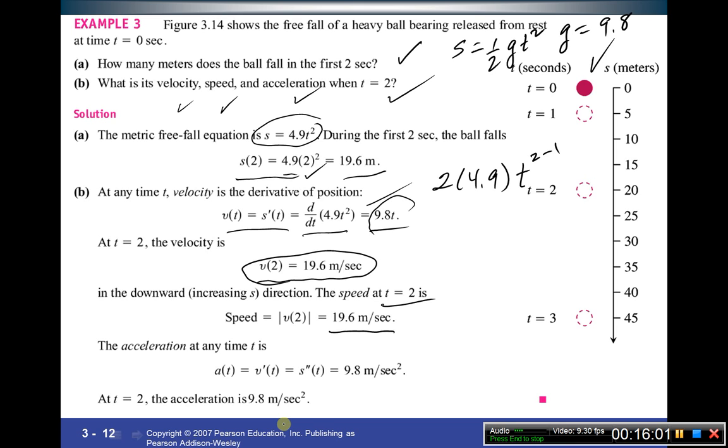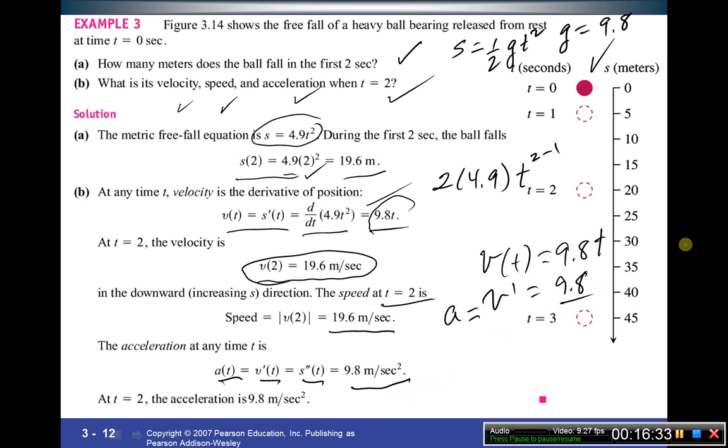Now the acceleration is the derivative of the velocity, which is the second derivative of the position. Well, we knew that the velocity was 9.8 t, so v prime is just 9.8. So the acceleration then is 9.8 meters per second squared, and we knew that.